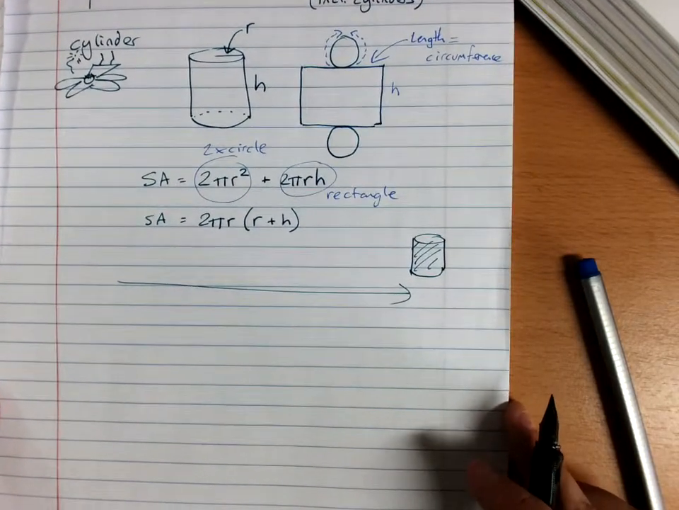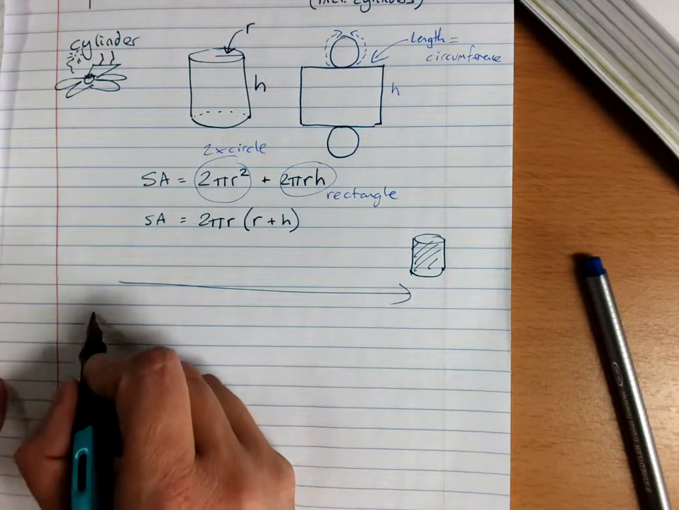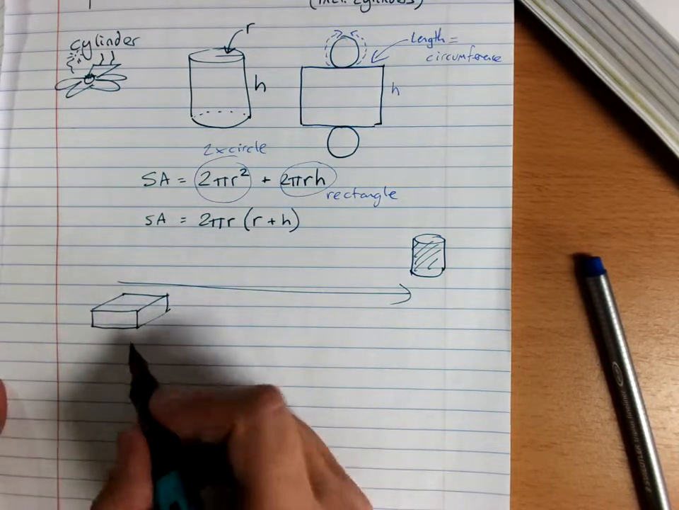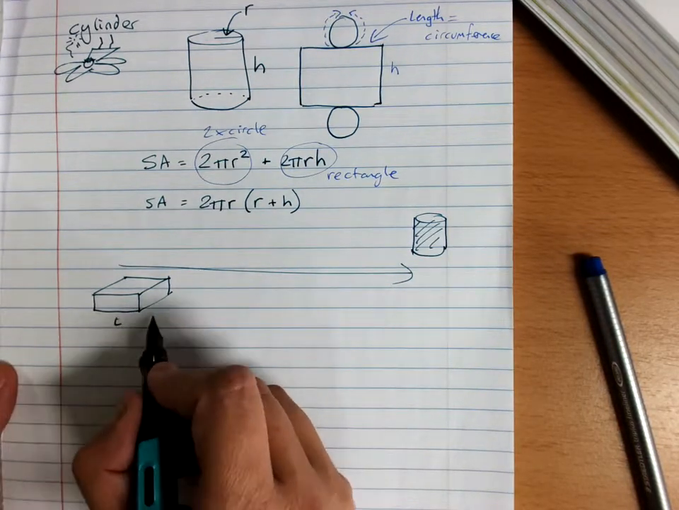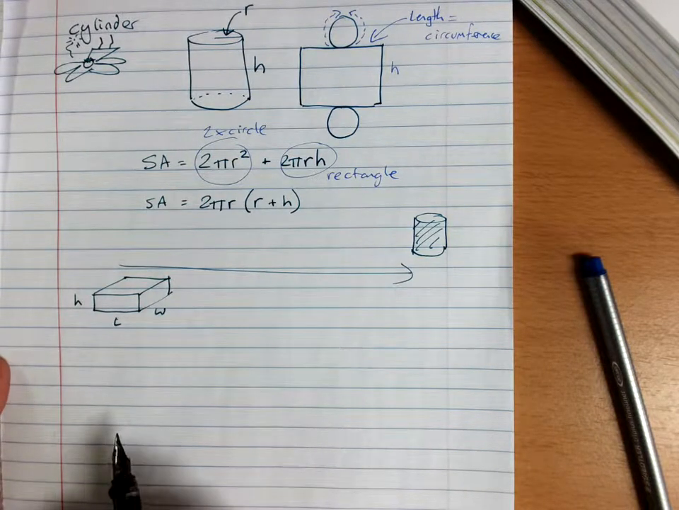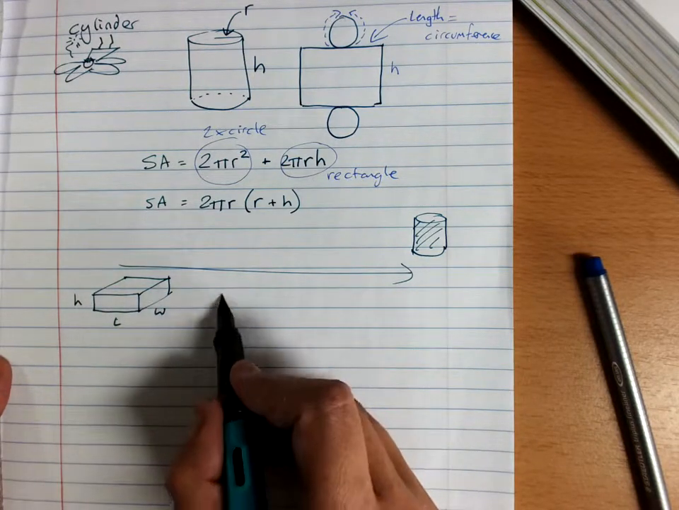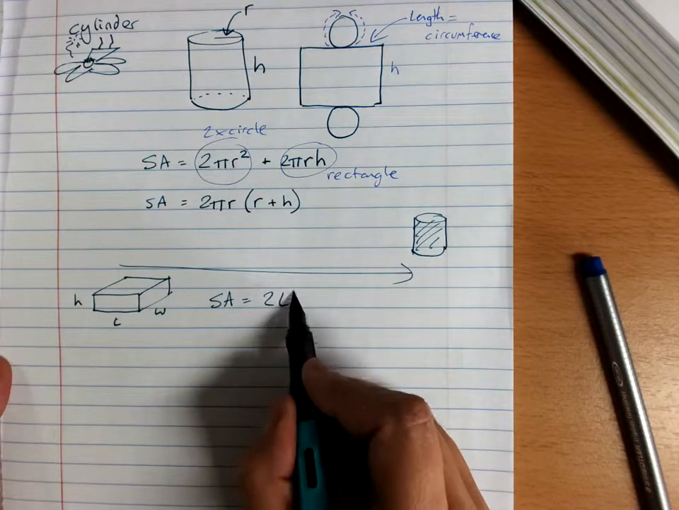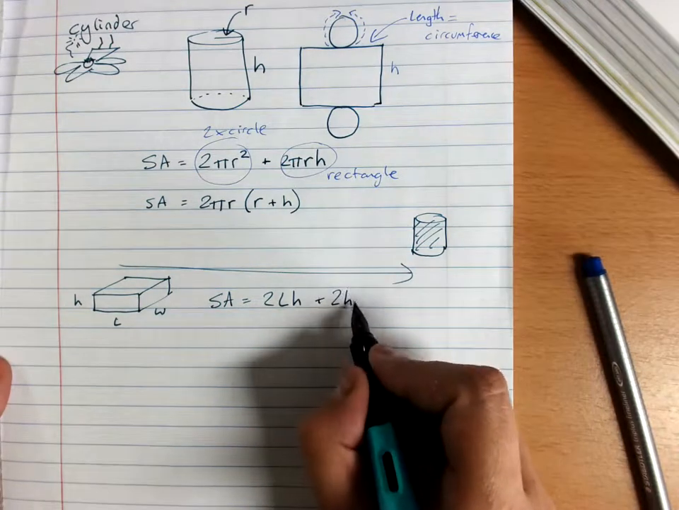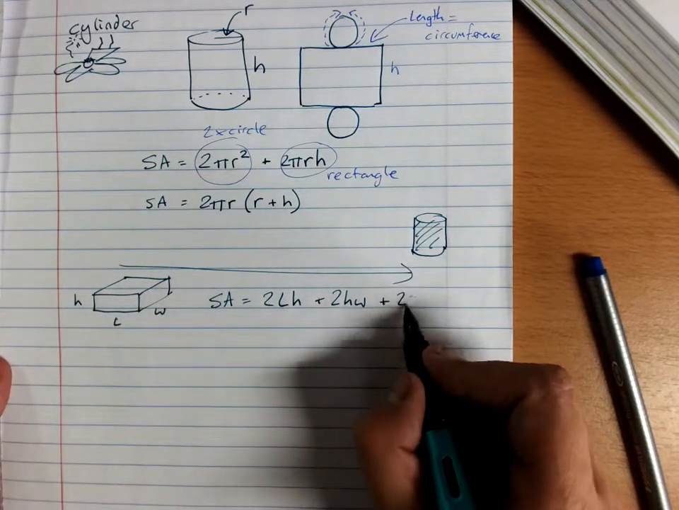The other shapes that you really should know are, of course, a rectangular prism, and it has a special formula because a rectangular prism has length, width, and height. This front face is length times height, yeah? How many of those are there? And this side face here is height times width. How many of those are there? And the top and the bottom are length times width, and there's 2 of those.